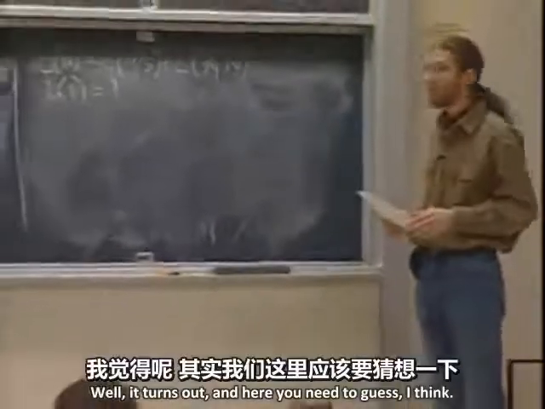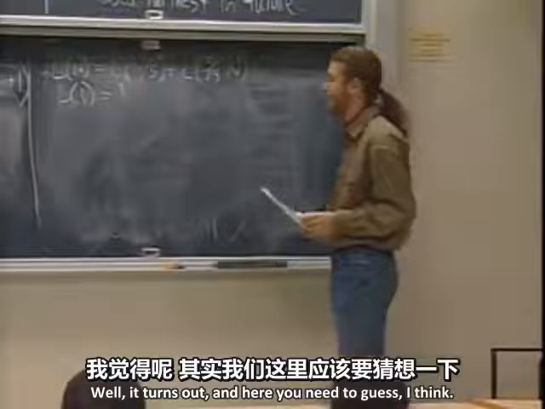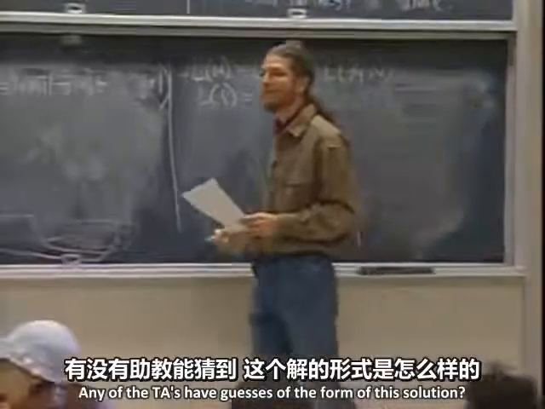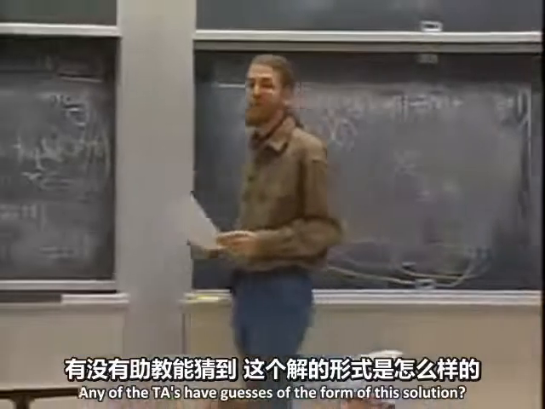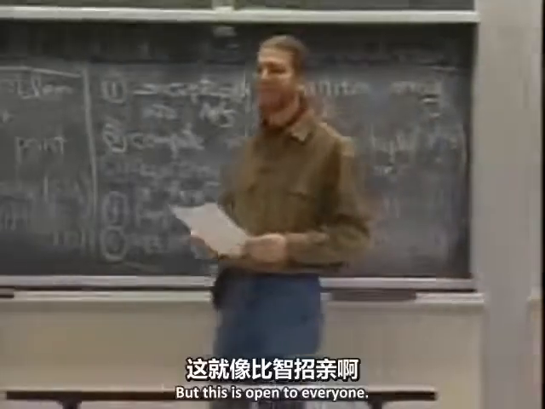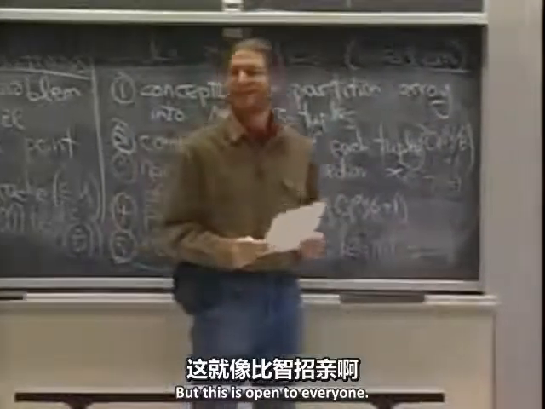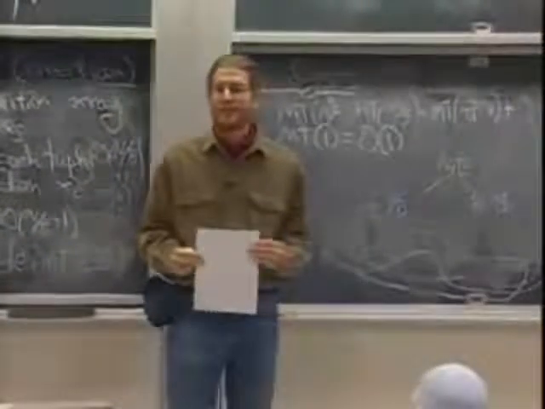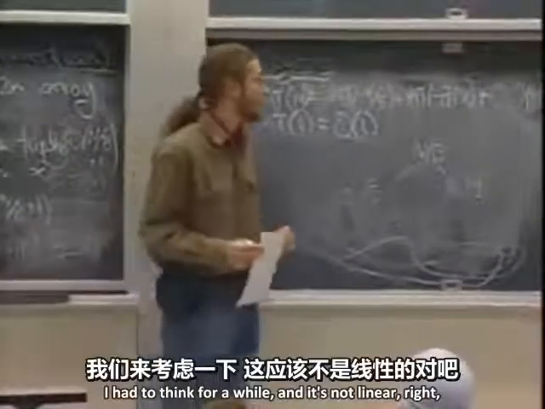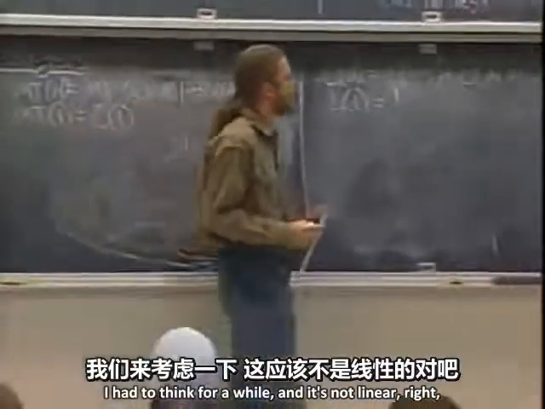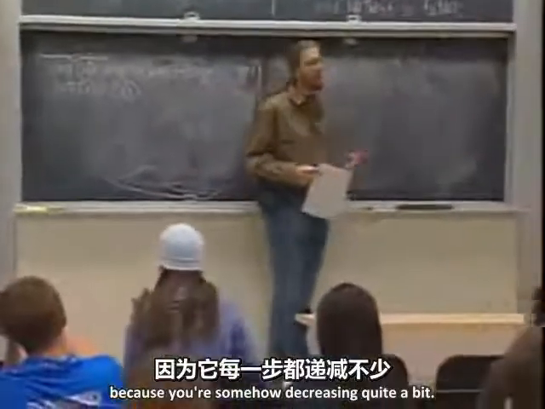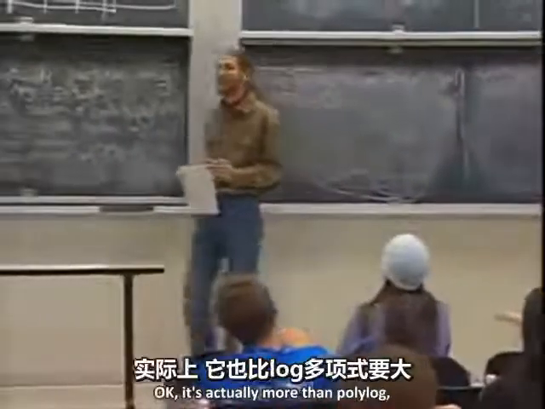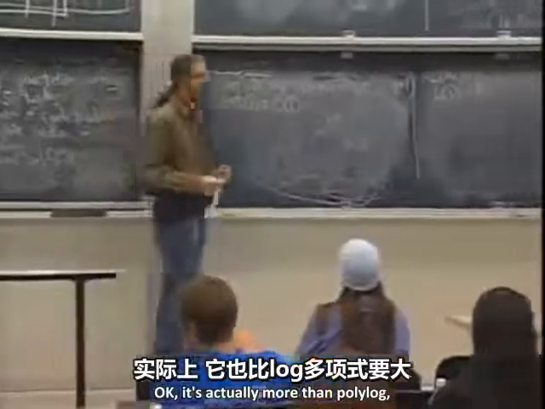Well, it turns out, and here you need to guess, I think. This is not particularly obvious. Any of the TAs have guesses of the form of the solution? Or anybody, not just TAs. But this is open to everyone. If Charles were here, I would ask him. I had to think for a while, and it's not linear, right? Because you're somehow decreasing quite a bit. So it's smaller than linear, but it's more than a constant. It's actually more than polylog.